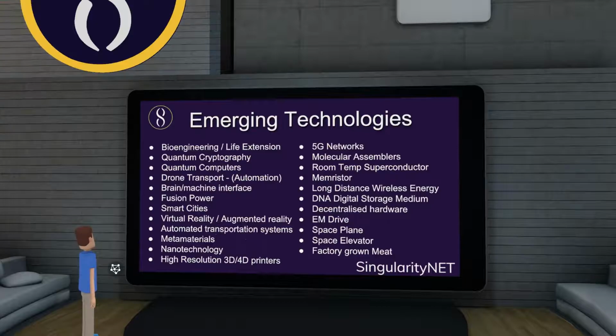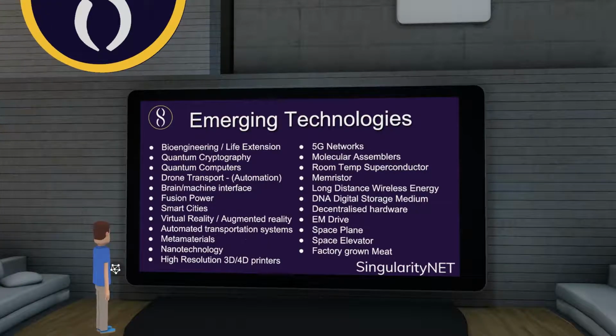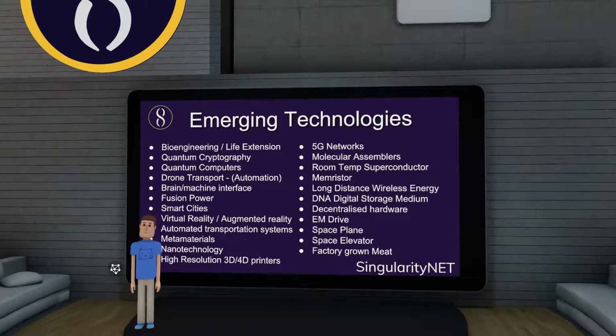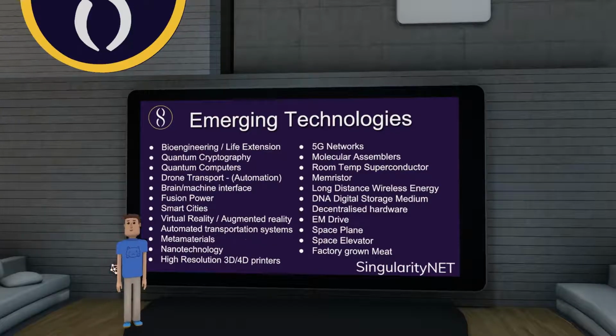We've got quantum cryptography, as we mentioned, quantum computers, drone transportation, brain-machine interface. I'm sure that Elon Musk would be interested in that. I know that he is. Fusion power obviously very important to us as a species, as our requirement goes up for energy. Smart cities, virtual reality, we're already here, but all of these different technologies which we could spend hours and hours delving into, but we just don't have the time today. But all of these are heading towards a point that technological singularity occurs.